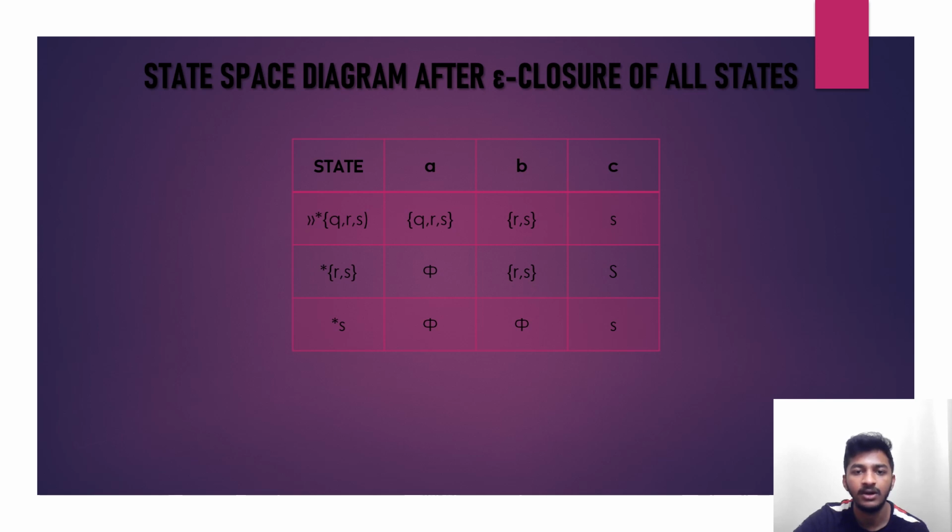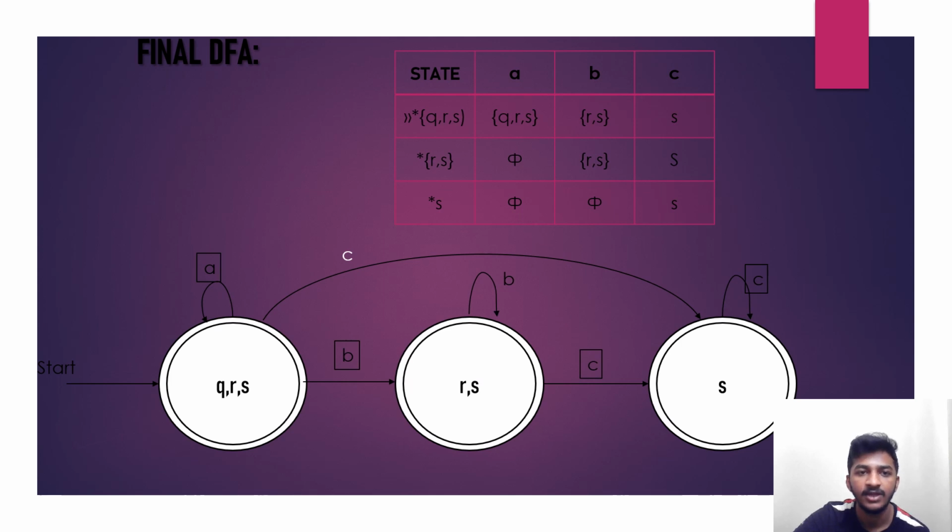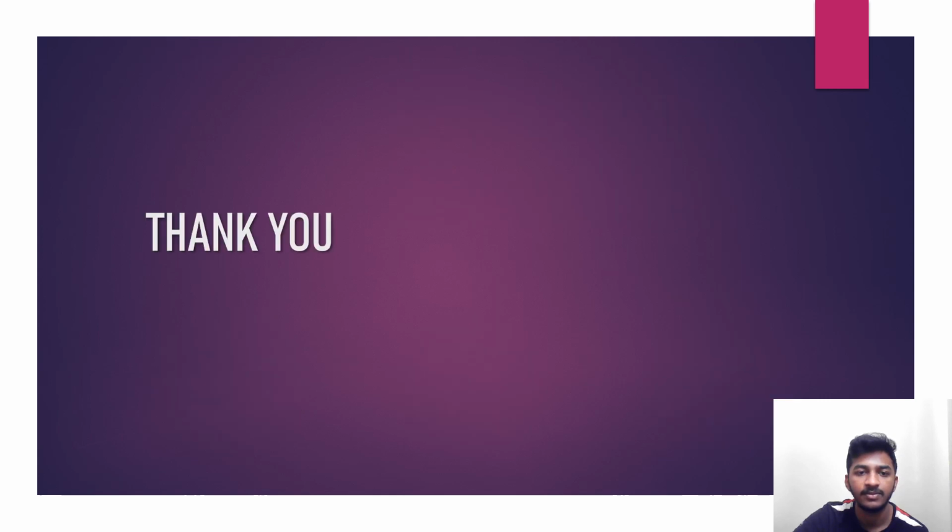From the state QRS, on A it is QRS, on B it is RS, and on C it is S. For the state star RS, on A it is phi, on B it is RS, and on C it is S. From the state star S, on A it is phi, on B phi, and on C it is S. Hence the final DFA looks like this. Thank you.